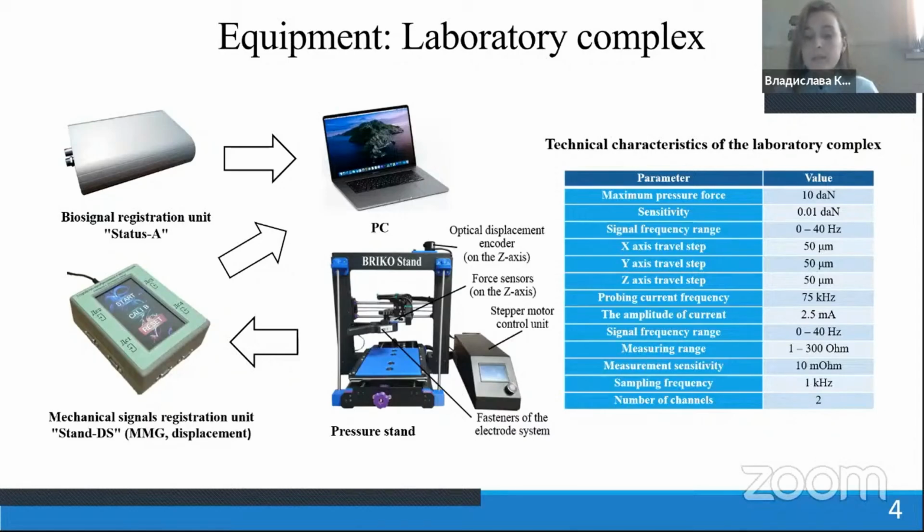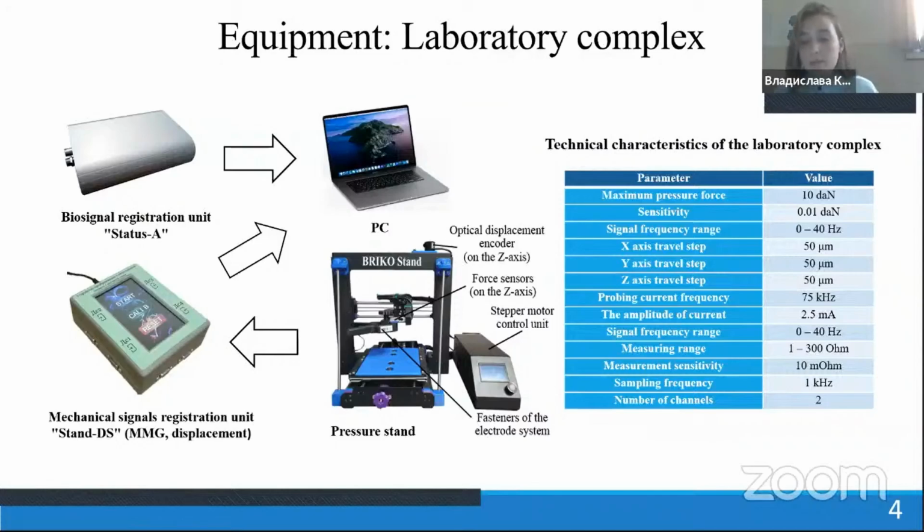The pressure stand included stepping motors for precise positioning of the electrode system in the horizontal plane relative to the measurement area and for vertical movement in order to realize pressure. The pressure force value was recorded using force sensors. An optical encoder was used to measure the vertical displacement feedback. The electrode system was installed by means of special fasteners on a construction with force sensors.